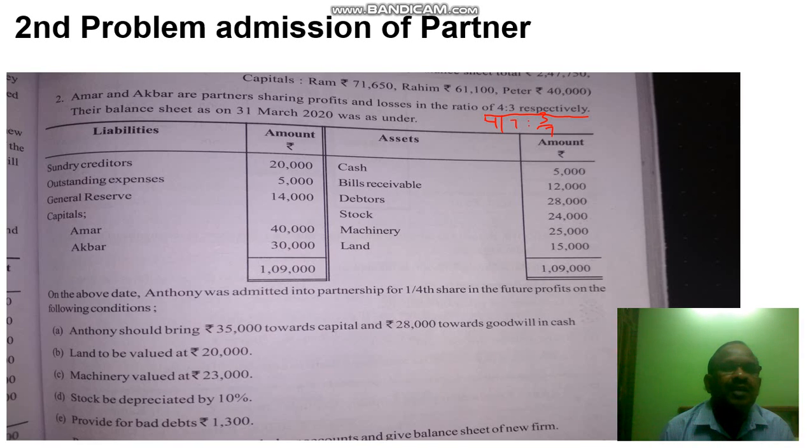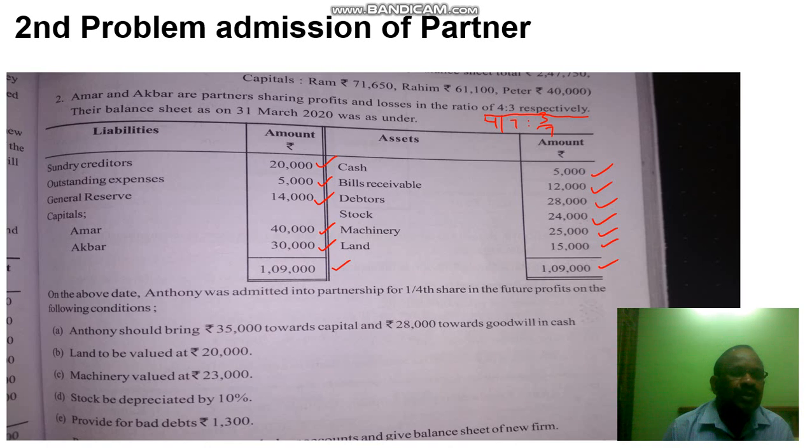So here the sundry creditors are 2 lakhs, outstanding expenses 5,000, general reserve 14,000, capitals of Amar 40,000 and Akbar 30,000. So here the cash is 5,000, bills receivable 12,000, debtors 28,000, stock 24,000, machinery 25,000, land 15,000. So here the balance sheet total on both sides is 1,09,000. So here they are giving some adjustments on the above date.